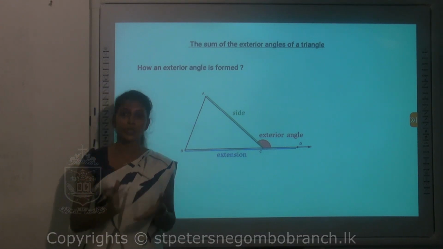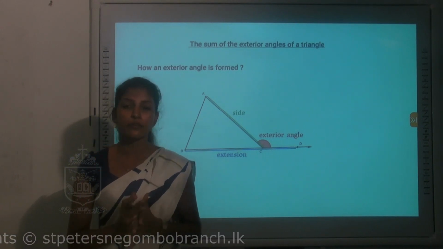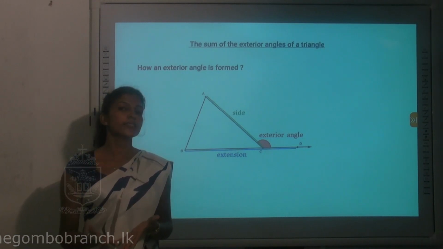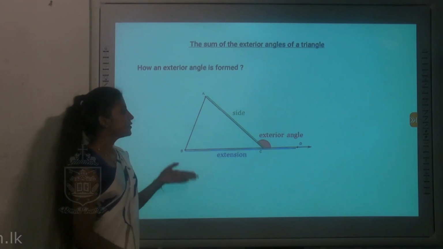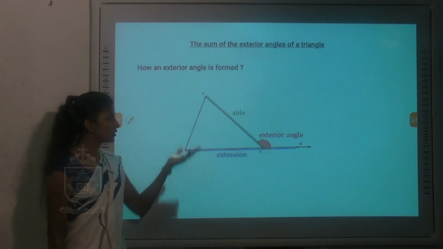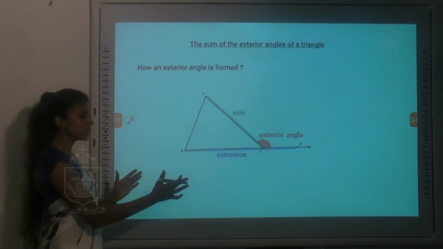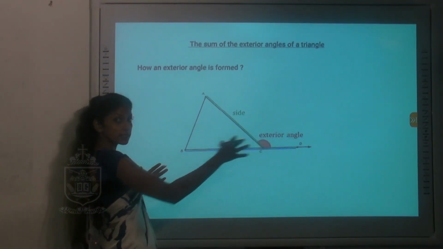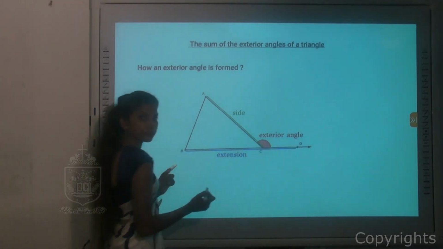Now we are moving to a new part of the lesson, that is finding the exterior angles of a triangle. What do you mean by an exterior angle? How is an exterior angle formed? Let's see how it is formed. So you all can see I have given a triangle here. Okay, triangle ABC given here, and I have extended the side BC. I have extended the side BC, or have produced the side. I have extended the side BC from here to here.